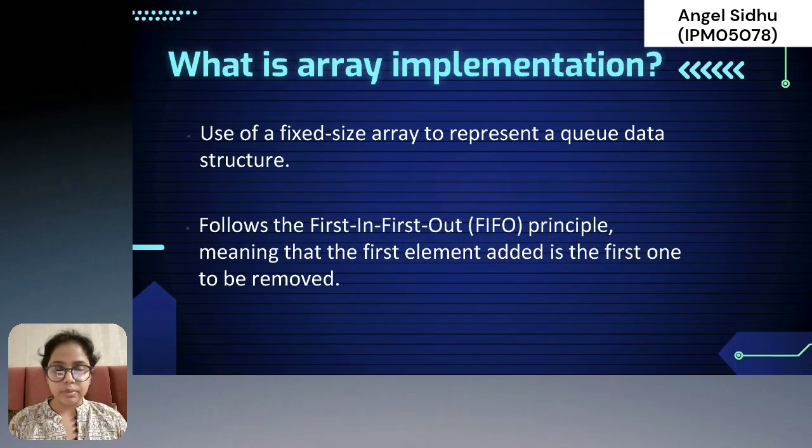Today, I'm going to discuss the simplest implementation method of a queue, that is the array implementation of a queue. So what is array implementation? Under this method, the queue is implemented with the help of an array of fixed size n. The queue, which is a linear data structure, follows the FIFO, that is the first in, first out principle. This means that the first element that is added to the queue will be the first one to be removed from the queue as well.